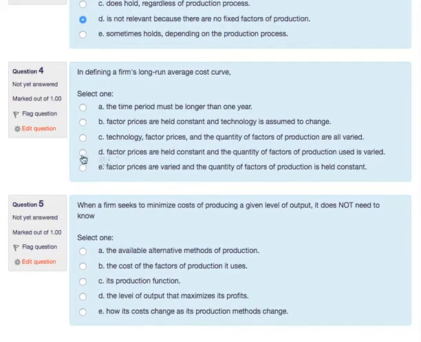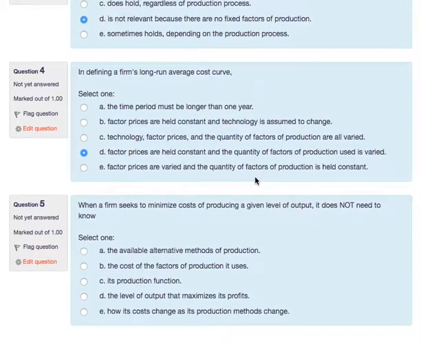So yes, the price of the workers, the price of the factory, the price of everything else is seen as fixed, because otherwise it'd be too complicated if you allow it to vary. The LRAC curve could take many different shapes. If you assume that a square footage costs this amount or twice the amount, well, the LRAC curve will obviously not be at the same place. Factor prices are varied, and the quantity of factors of production is held constant. Well, actually, no, it's the quantity of factors of production that is variable.